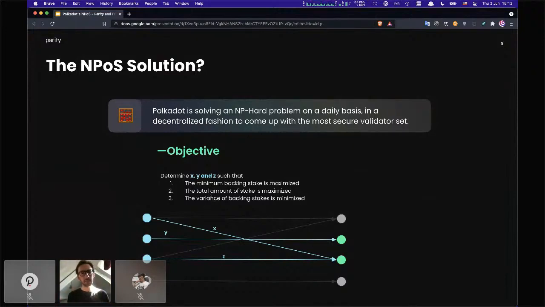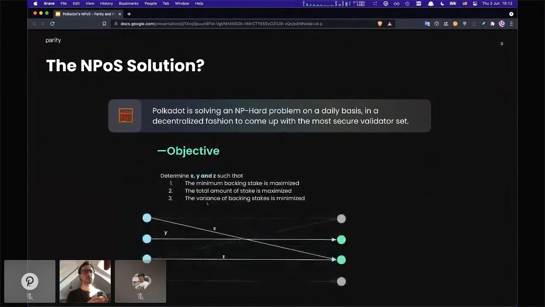We also want to maximize the total amount of stake, and the third objective, we want to minimize the variance of the stake. So we want to have a lot of stake, a lot of tokens at stake, but we want the minimum of the validators to be certainly high, and the maximum to also be relatively close to it. So we want a very evenly distributed validator set. These 3 are the objectives of this algorithm that should solve the NPoS problem.